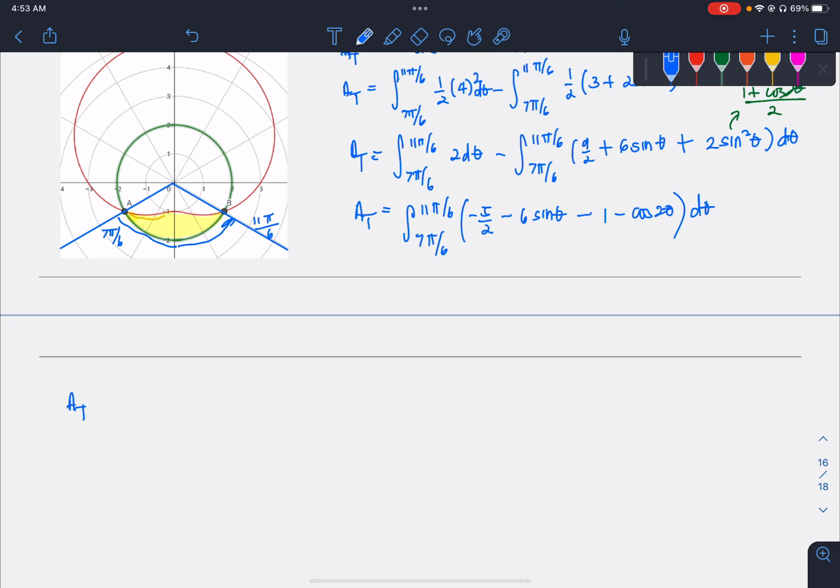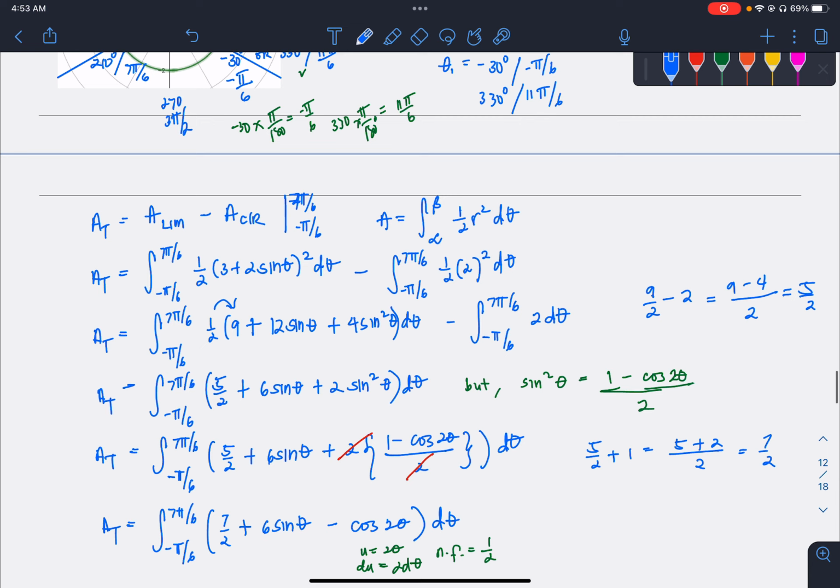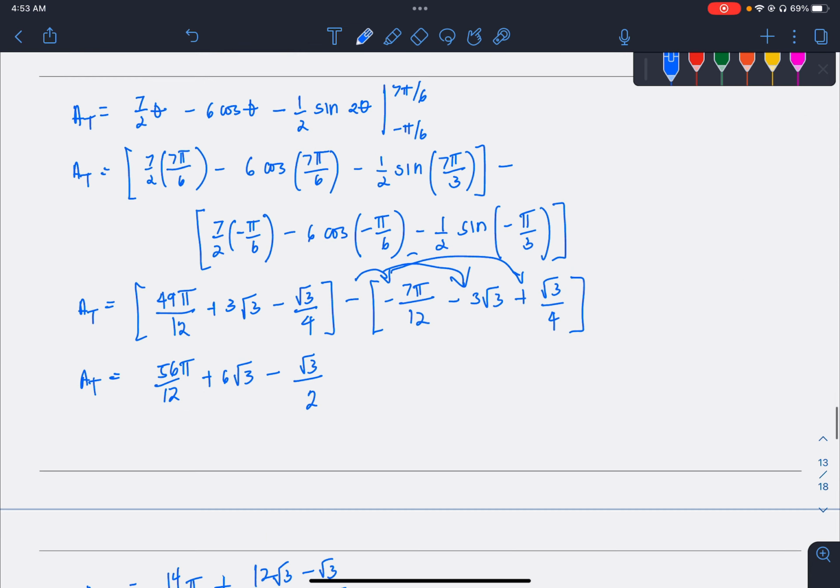So finally, our total area then will be from 7 pi all over 6 to 11 pi all over 6. We'll have negative 5 over 2 minus 1, that will be negative 7 over 2. Minus 6 sine theta minus cosine 2 theta, d theta. Okay, so this time everything is in negative. Yung kanina, yung dulo lang yung negative. No?